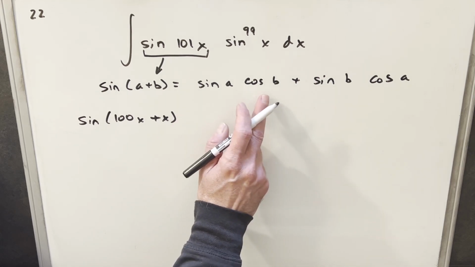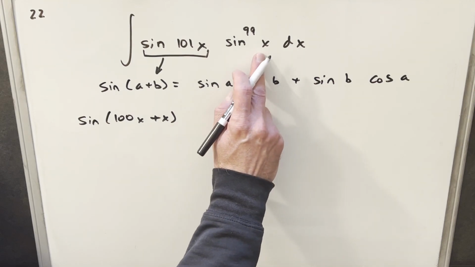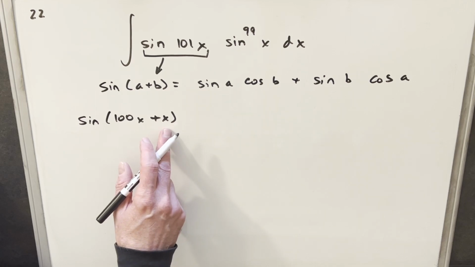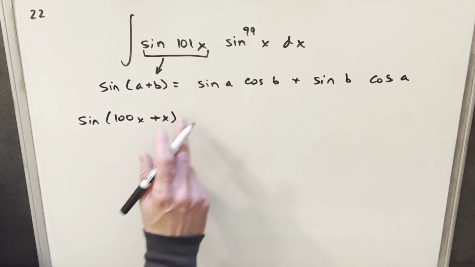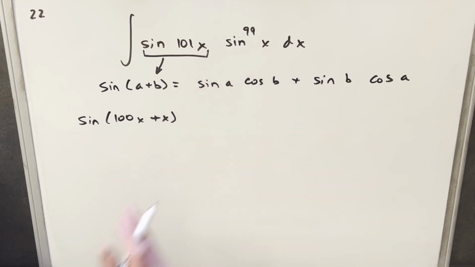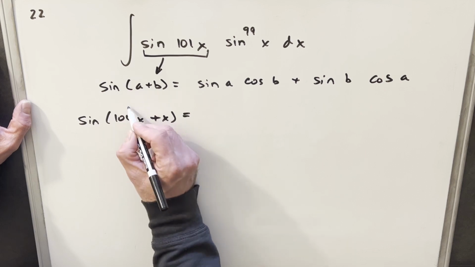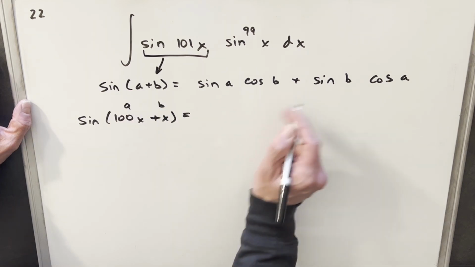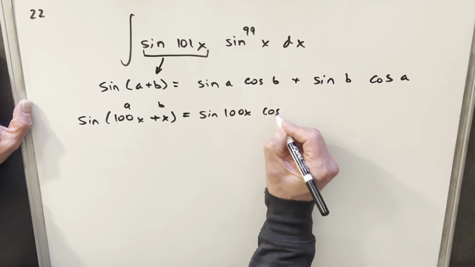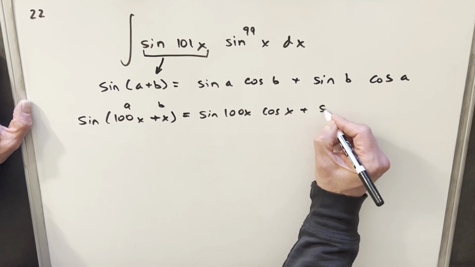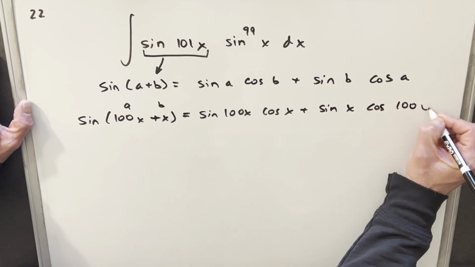The way this sets up, you can see that we're going to have some terms that have just an x, which matches this here. If we were to do 95x plus 6x, we've got nothing that's going to help us with this term over here. So now let's just apply this and see what it looks like. Again, this will be our a and this will be our b. So using this formula, we're going to have sine 100x cos x plus sine x cos 100x.